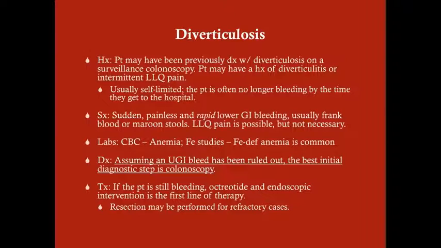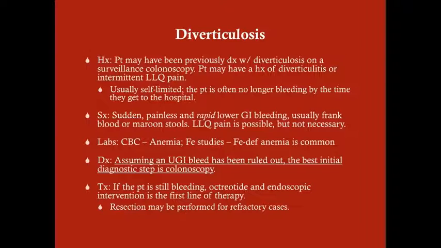So for diagnosis, assuming that an upper GI bleed has been ruled out, which you can usually do if it's maroon-colored stools or certainly if it's frank blood, then the best initial diagnostic step is going to be a colonoscopy. You'll have to admit these patients to the hospital because it takes about 12 to 24 hours to have the patient sufficiently prepped for colonoscopy. And like I said, most of the time the patient is no longer going to be bleeding by the time they get to the hospital. And so when you look into the colon, you won't find any bleeding source anymore. But you will find diverticulosis.